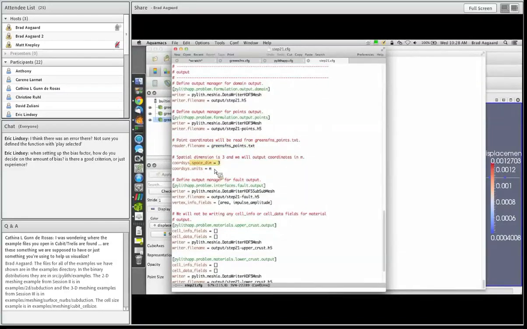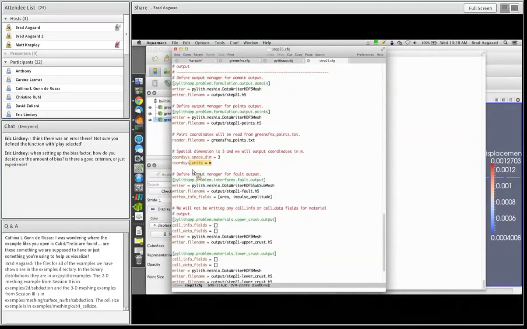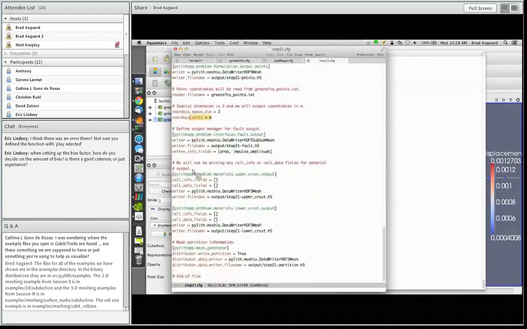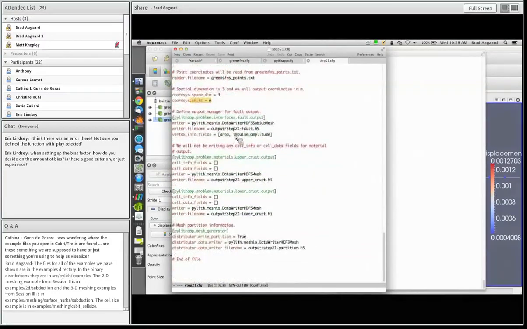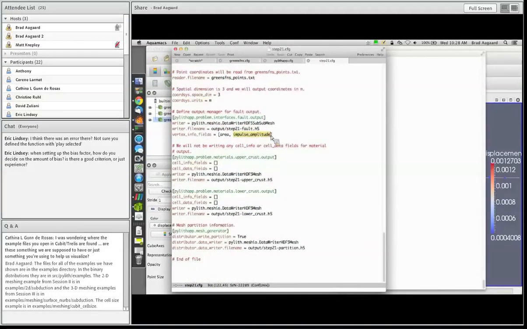We're going to turn off our state variable output. We still need to give it a data writer and a file name just to satisfy the validation. And then for mesh generation, as we'll discuss on Friday, we can run this problem in parallel, and in that case we want to write out the partition information. So that's step 21. Let's run step 21.